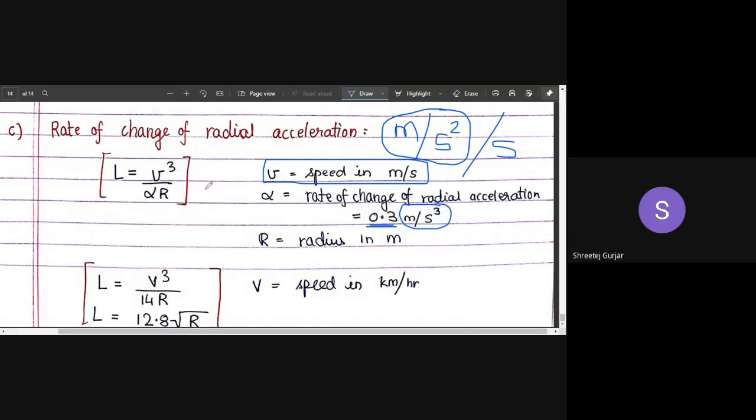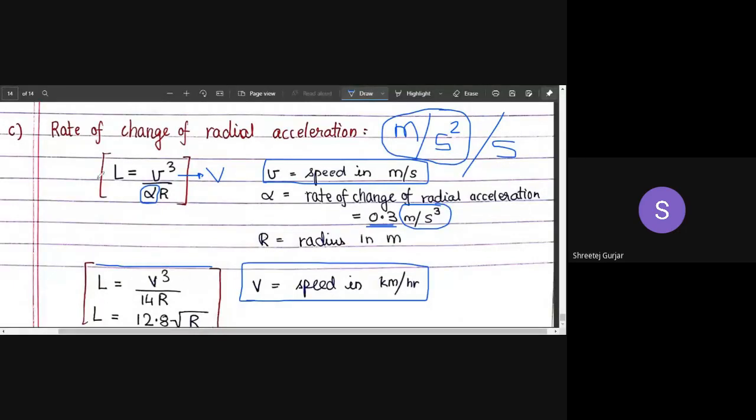So if you substitute 0.3 over here, and if you convert this small v to capital V, then the answer will be capital V cube by 14R. Capital V cube by 14R. Okay, where capital V is speed in kilometer per hour. There is one more formula which we can use for calculation of the length of the transition curve: 12.8 square root of R.